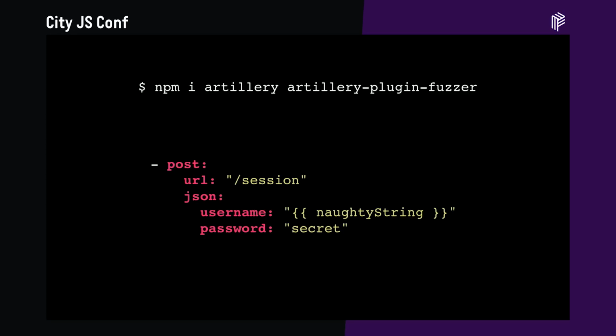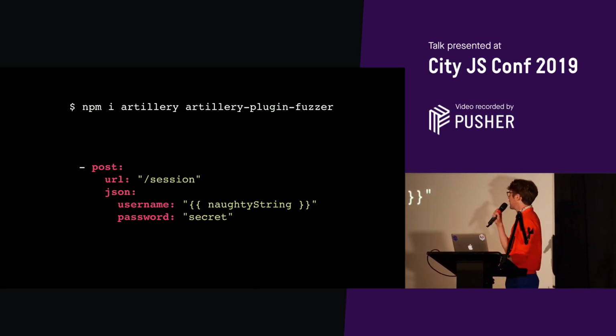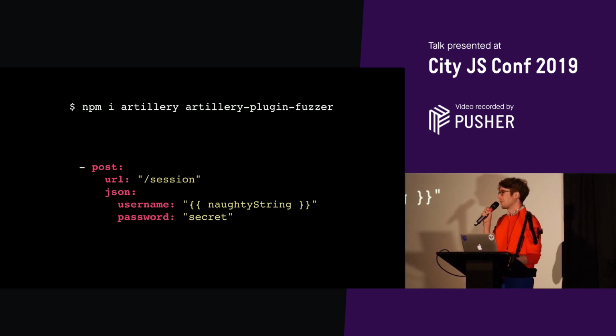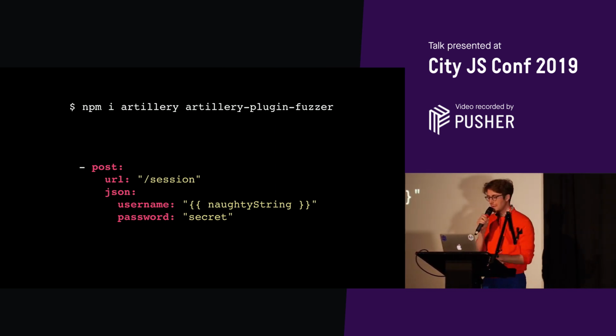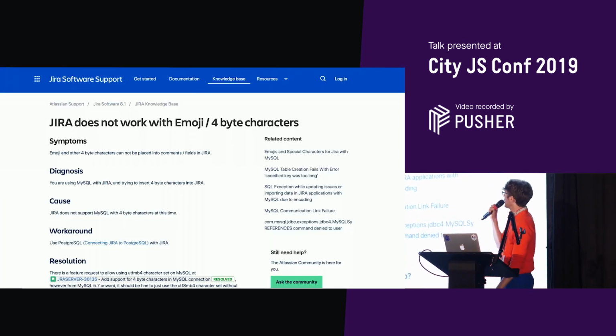You just install Artillery, which is a load testing framework, and this plugin. And then Artillery you configure with YAML. You just write this piece of YAML. It says, fire at my session endpoint a username and a password, but do this hundreds of times and take a different naughty string each time you do it. This will take you like five minutes to set up. And the result is you can avoid bugs like this.